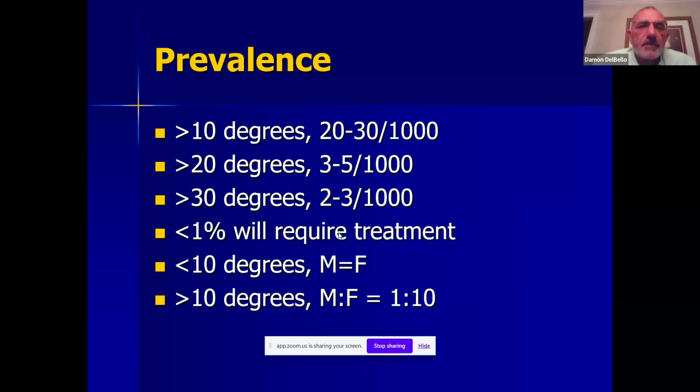Scoliosis occurs in about 3% of the population, but only a small percentage of those have curves greater than 30 degrees and will require treatment. So it's a very small percentage of the total scoliosis population that actually requires treatment. So most of what we do in the office is really monitoring and observation.